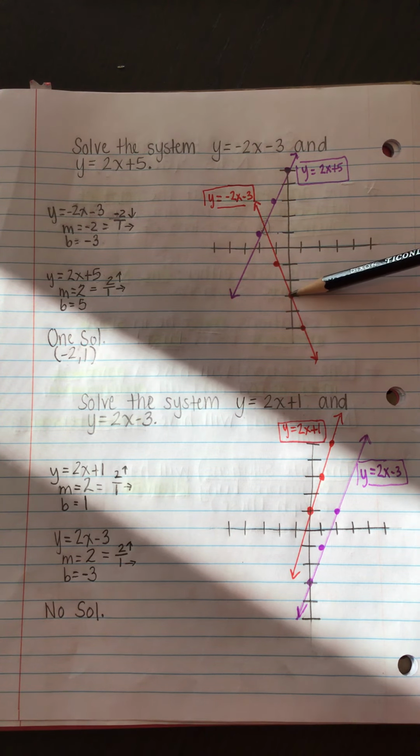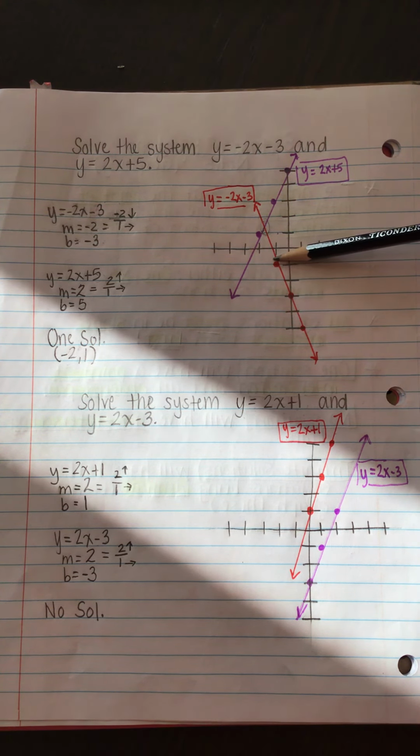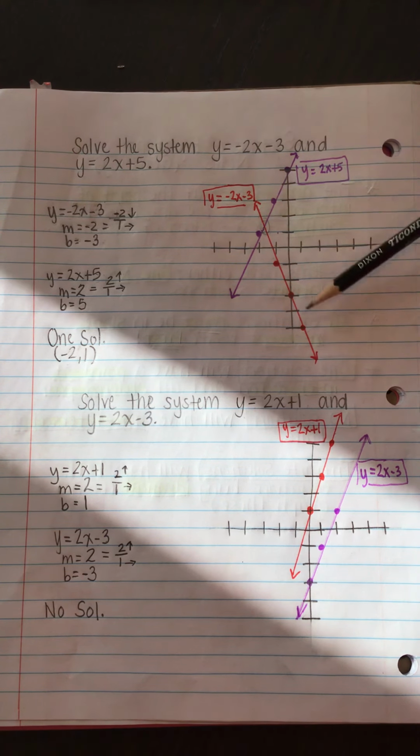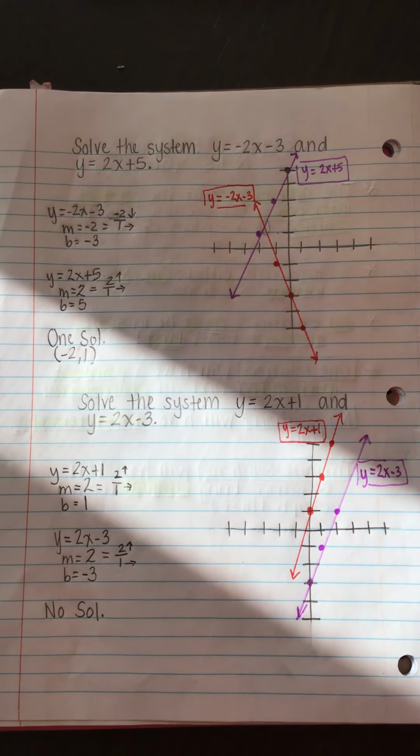But since I run out of graph after going down 2 and right 1 one time, I can reverse that and go up 2 and right 1, up 2 and right 1 to get a third point to make the most accurate line. Make sure to label your line with your equation.